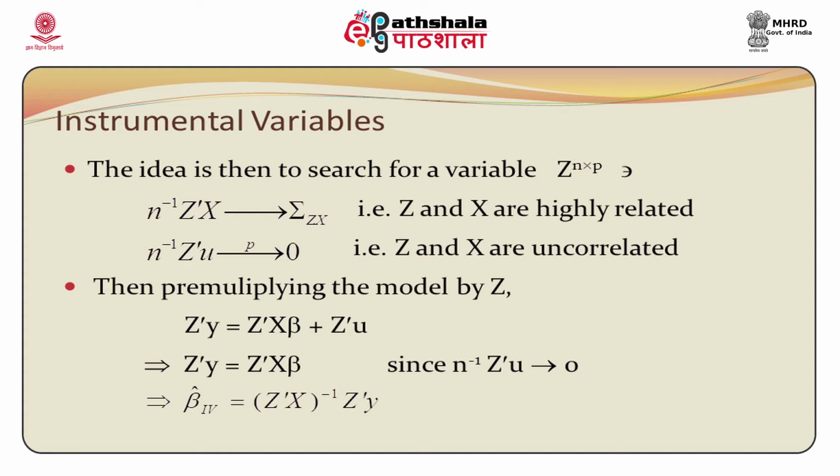So, if we ignore the last term, and cancel out the n from the remaining two terms, we have Z'y = Z'Xβ. So you have a new set of normal equations now. Instead of X'y, you have Z'y. Instead of X'Xβ on the right hand side, you have Z'Xβ. And your instrumental variable estimator for β would be (Z'X) inverse Z'y.